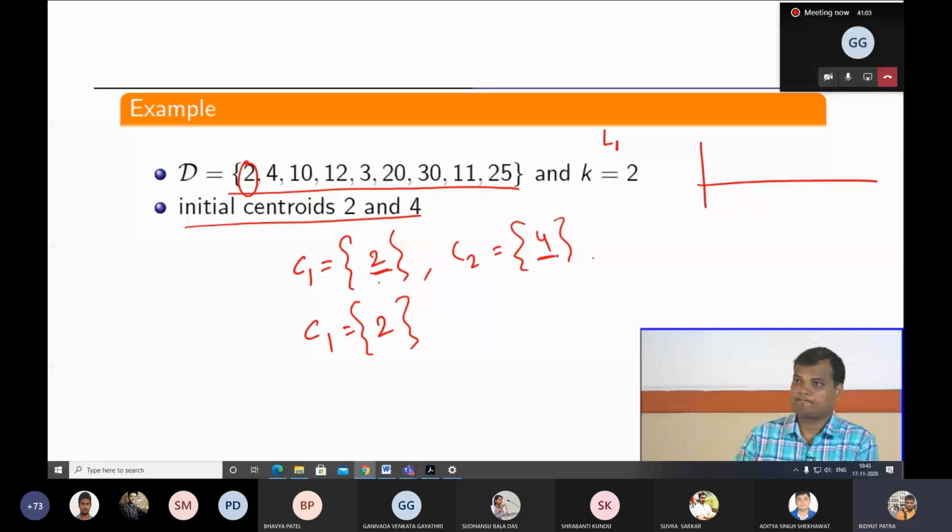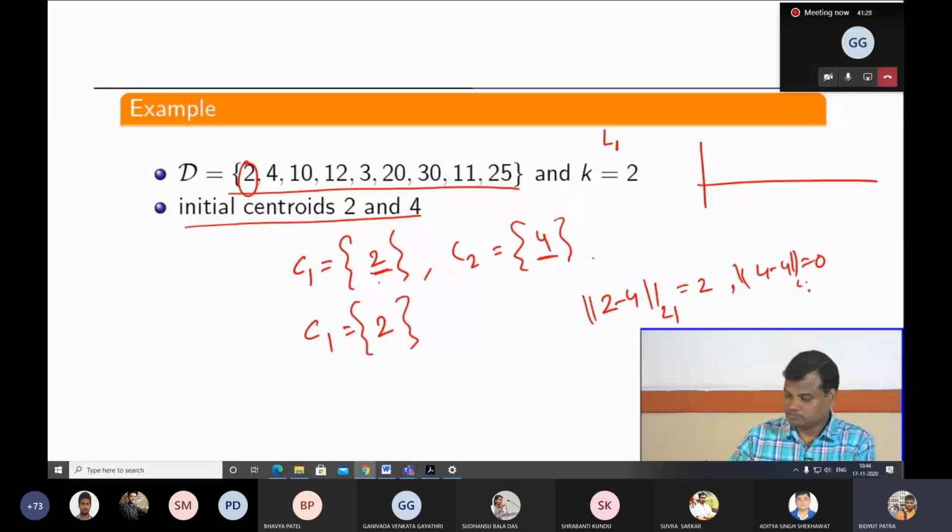Now you go to the next point, 4. You compute the distance from 2 to 4, the L1 distance, simply the absolute value. So this will be 2, and this is for C1, and the other is 4 minus 4, so this is 0. Obviously that is the closest one, so 4 will be assigned here. So you have a cluster with 4.